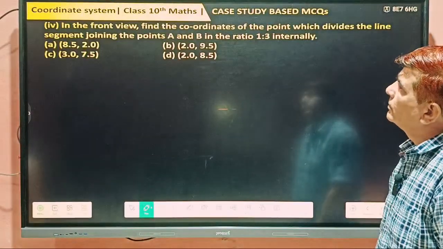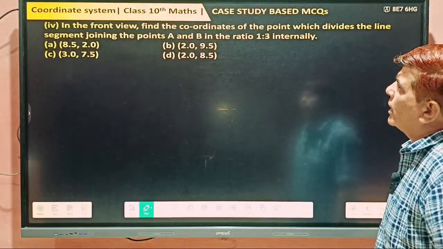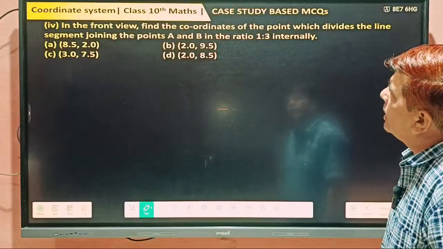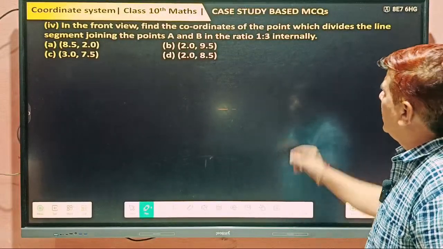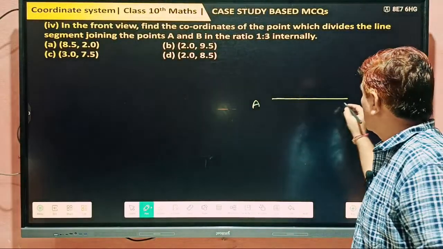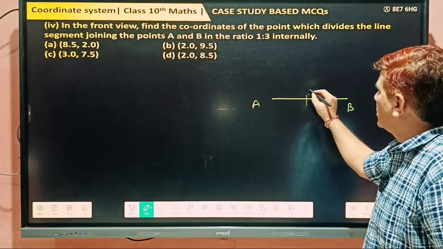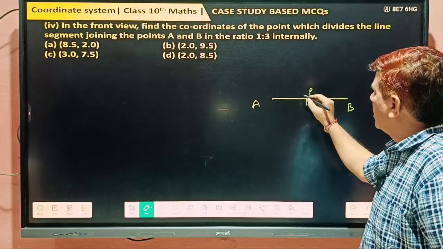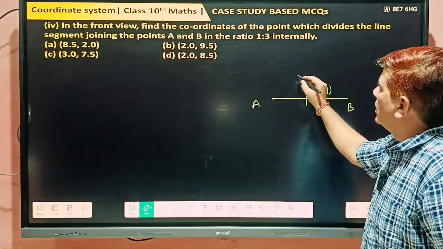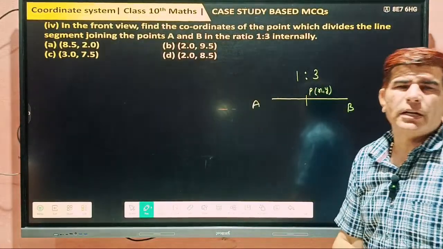Next. In the front view, find the coordinates of the point which divides the line segment joining A and B. So this is given. This is point A, this is point B, and let P be a point which divides this, whose coordinates are x and y, in the ratio 1 to 3. So we can apply the section formula.